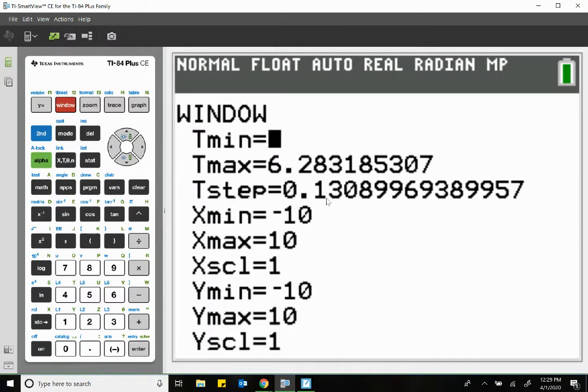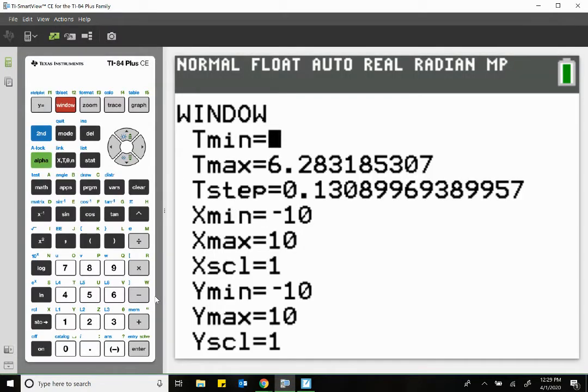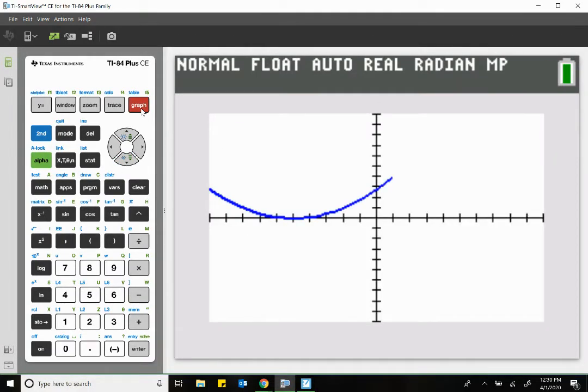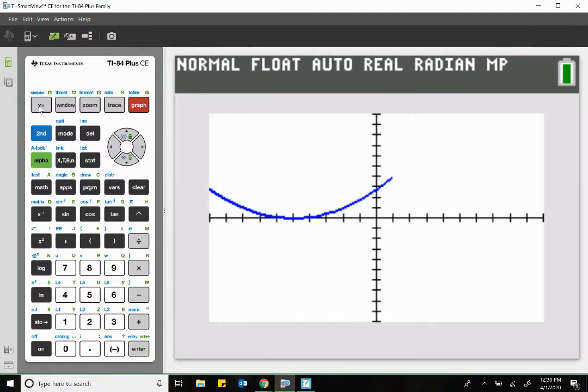But we need to change our picture because we are working from different numbers. We're working from -3 to 2. So if I come in here and I put -3 to 2, and now hit graph, now we got it. There it is. There's what our graph looks like. See how it's like part of a parabola. So let me go back.